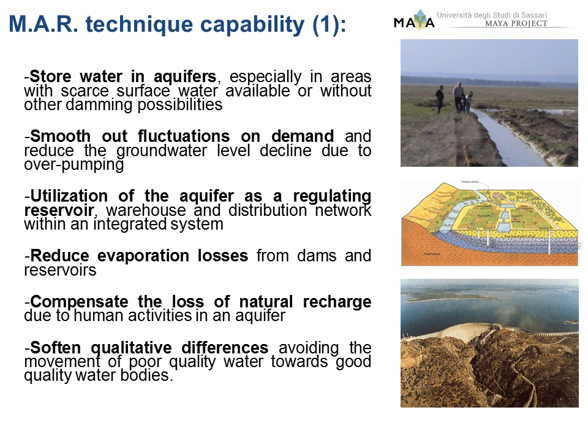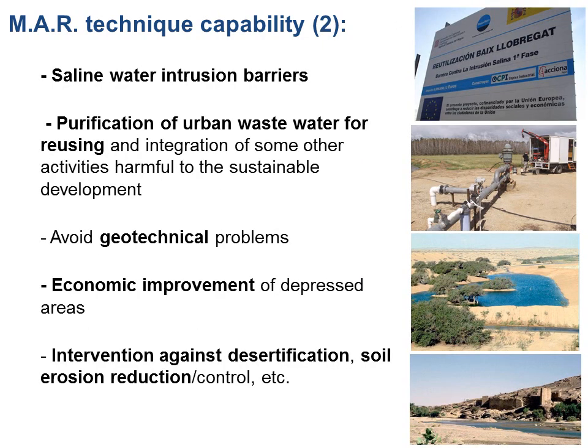The capability of the MAR technique is to store water in aquifers, smooth out fluctuations in demand, use the aquifer as a regulating reservoir, reduce evaporation losses, compensate the loss of natural recharge, soften qualitative differences, and thus saline water intrusion barriers, purification of urban wastewater for reuse, avoid geotechnical problems, economic improvement of depressed areas, and intervention against desertification, soil erosion reduction, etc.